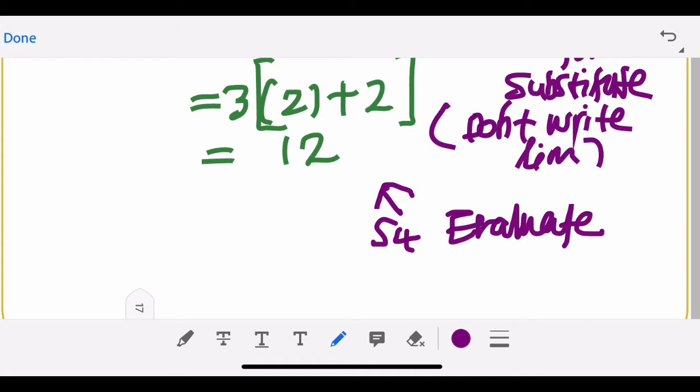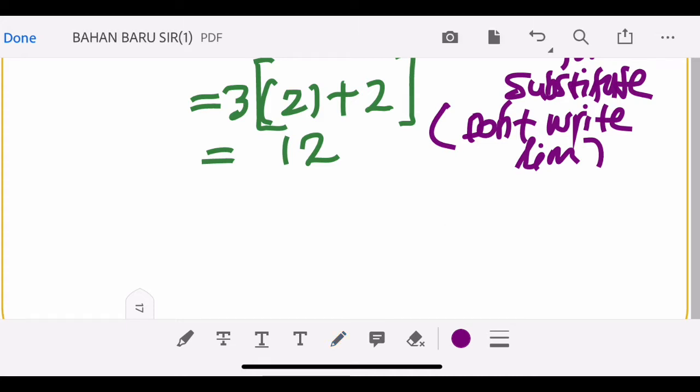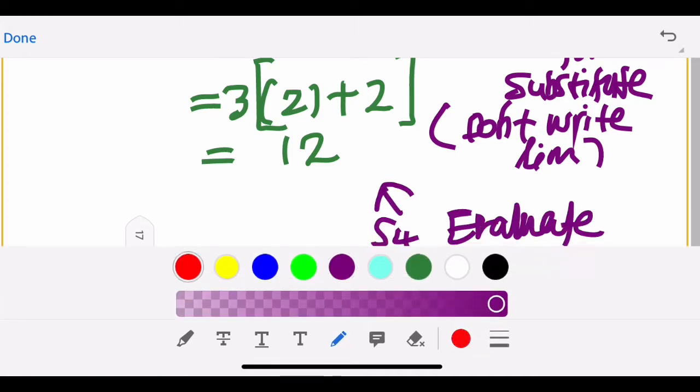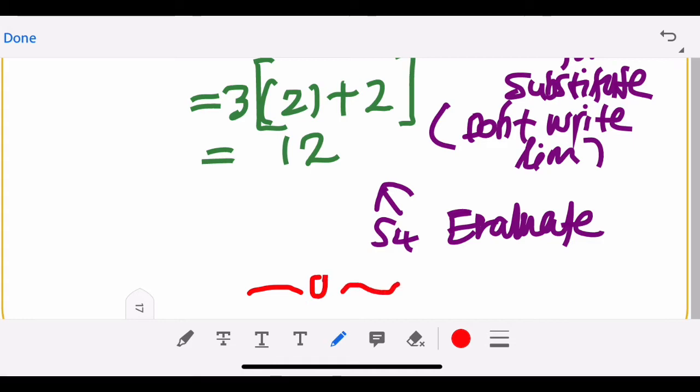So the answer for this one is 12. So finally you get a value for the limit. Alright, so let's discuss one more question on limit.